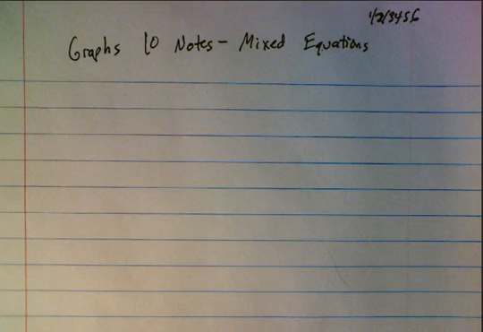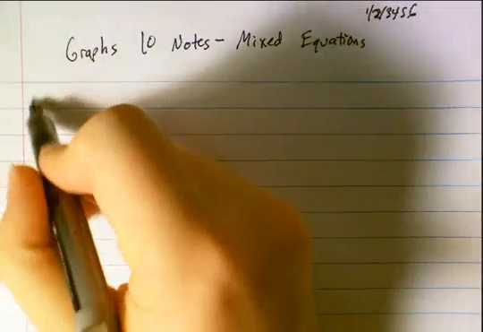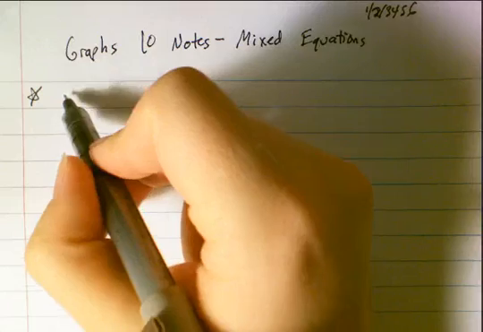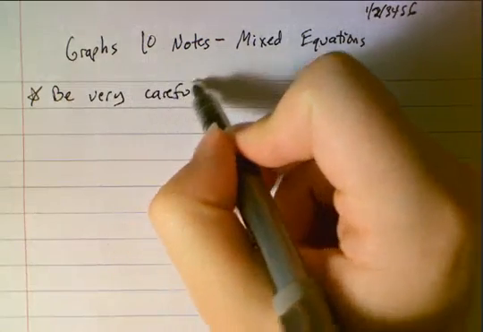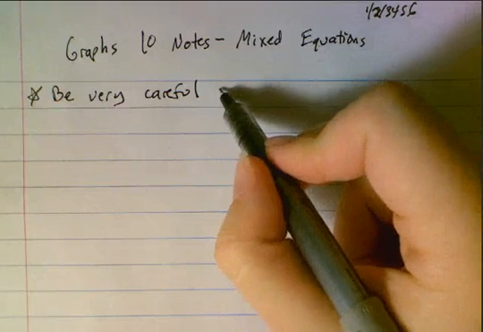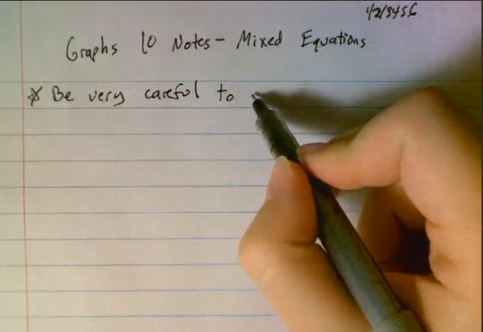By the end of this lesson, you should be able to do any of the previous types of problems that we've done in terms of finding extrema, finding inflection points, all that kind of thing, when the problems are mixed together. One of the things that's very important is to be very careful to identify what the question asks for.